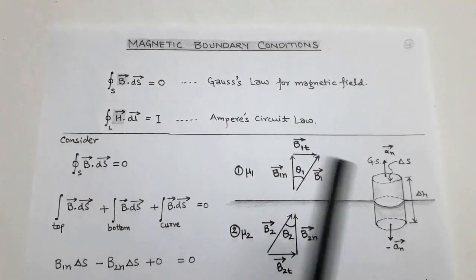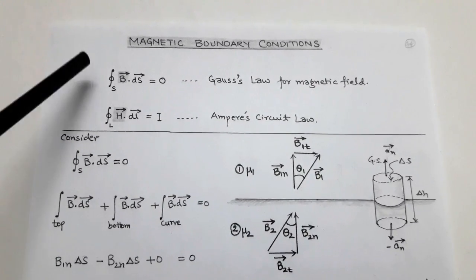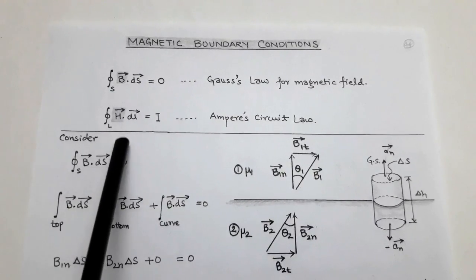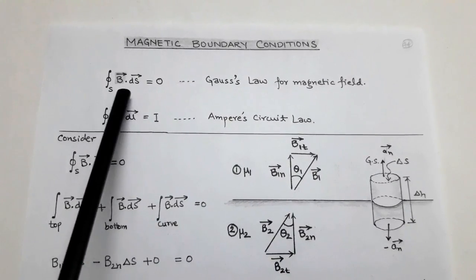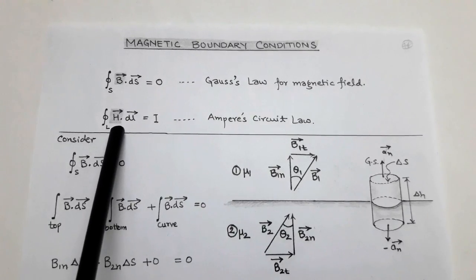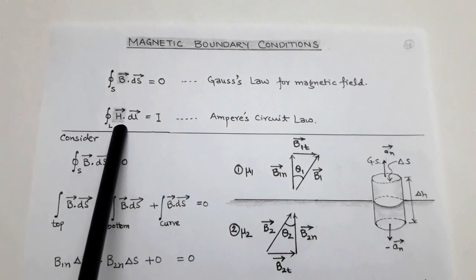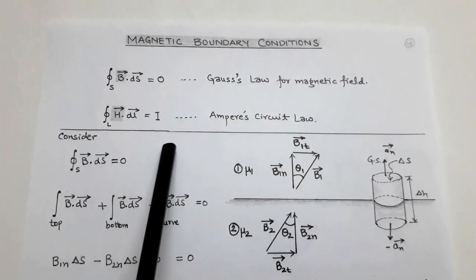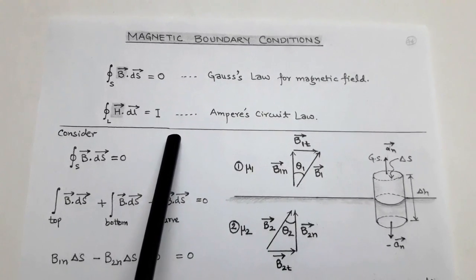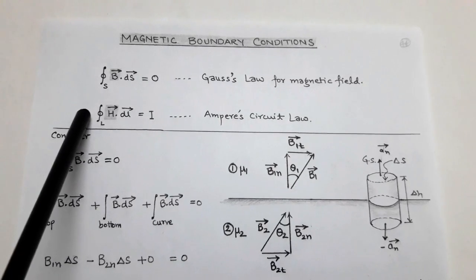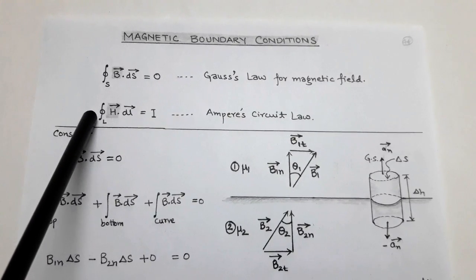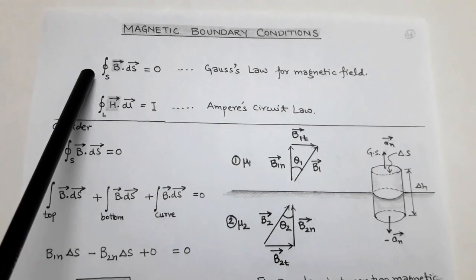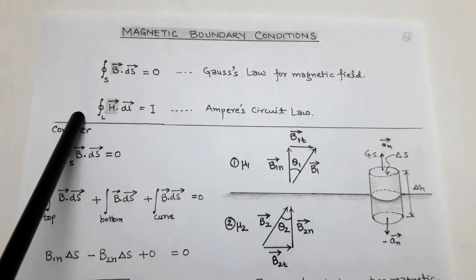So here we use two magnetic fields. First is magnetic flux density B vector, that is around a closed surface, and second is magnetic field intensity H vector, that is around a closed path. So to determine the magnetic boundary conditions we use Gauss's law and Ampere's circuit law. In Gauss's law we use a closed surface and in Ampere's law we use a closed path.